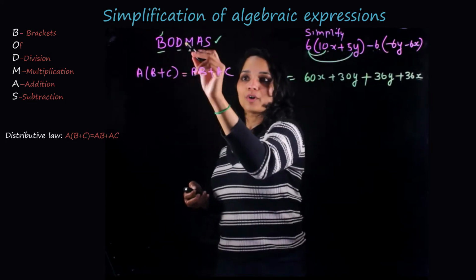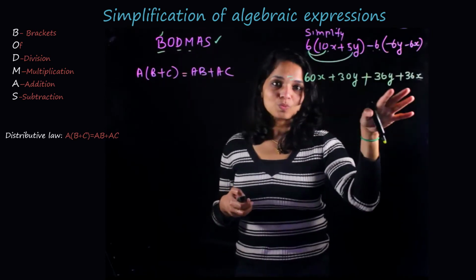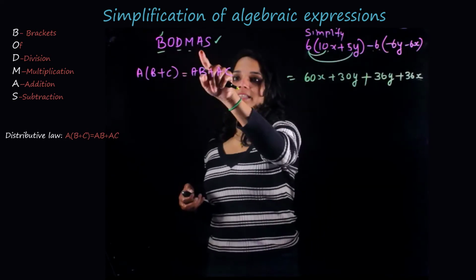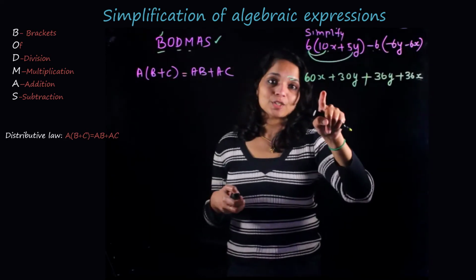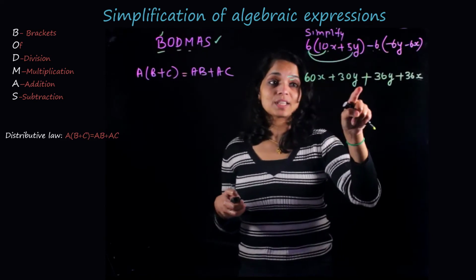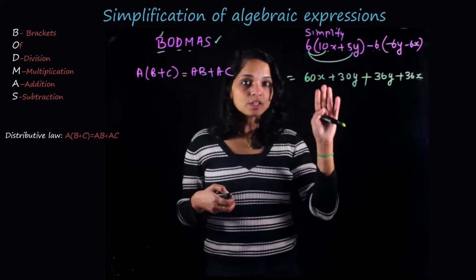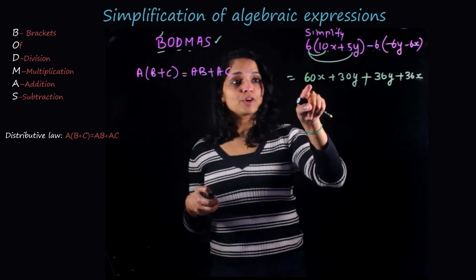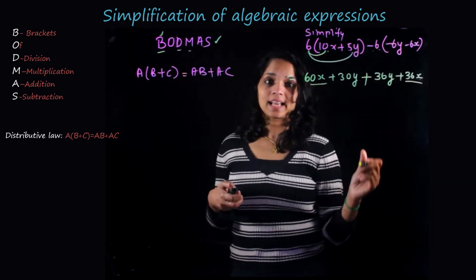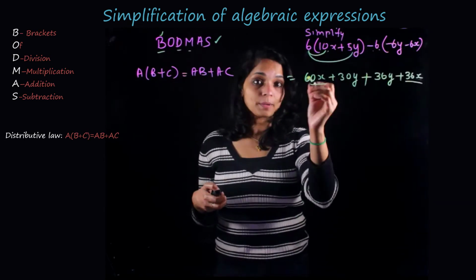And now look for any division or multiplication, but in this one, there's no other division or multiplication, so we can skip that step and then finally look for any addition or subtraction. Yes, there are many terms added together. So to perform that step, we need to look for any like terms. In this one, 60x and 36x are like terms because they both are multiples of x.